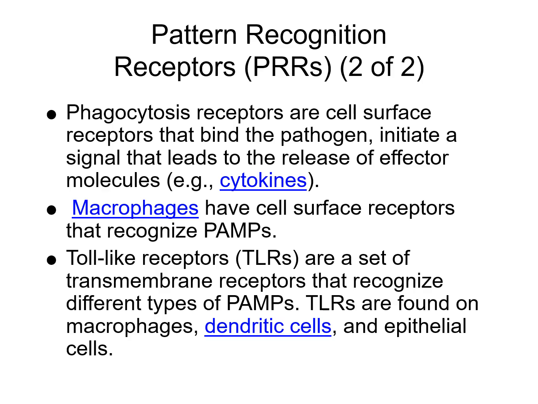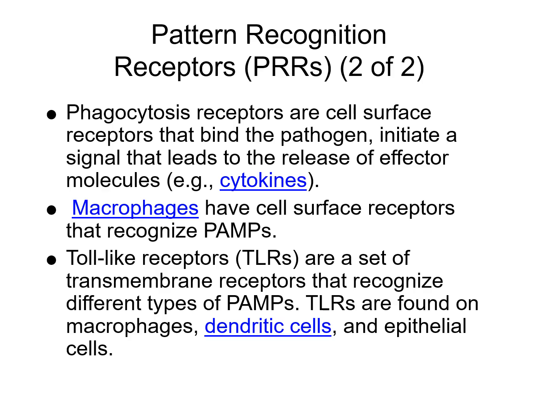For phagocytosis receptors, these are cell surface receptors on phagocytic cells that bind pathogens. Its function is to initiate signals inside the cell and trigger the release of effector molecules such as cytokines to coordinate the immune responses. The macrophages possess cell surface receptors that actually recognize the PAMPs, and this allows them to detect, engulf, and destroy pathogens efficiently.